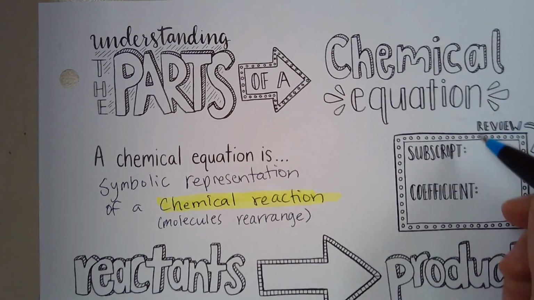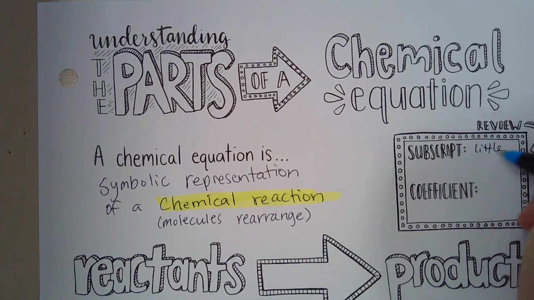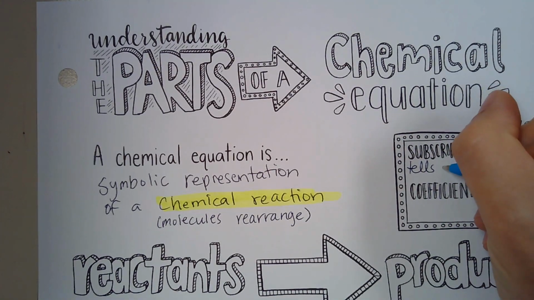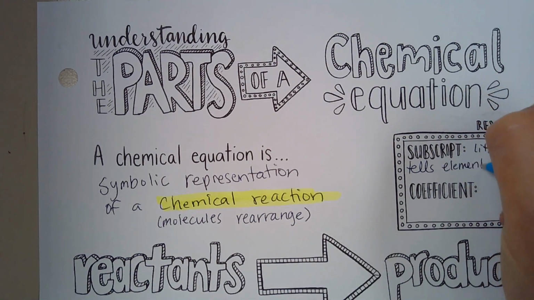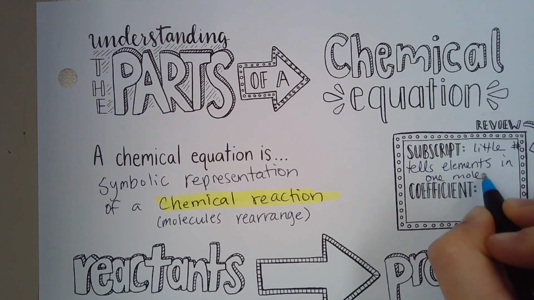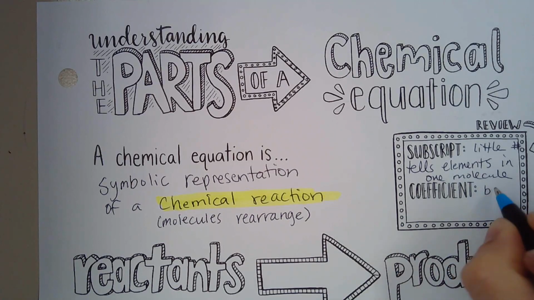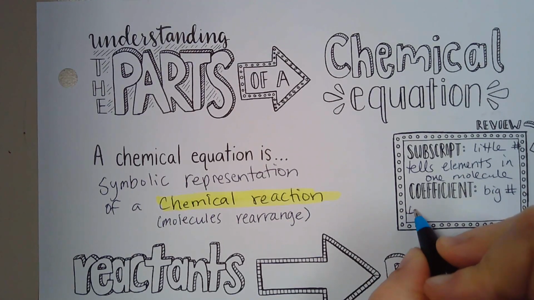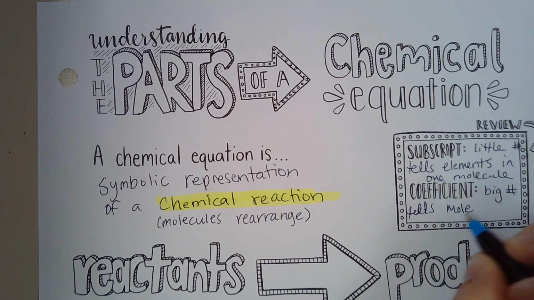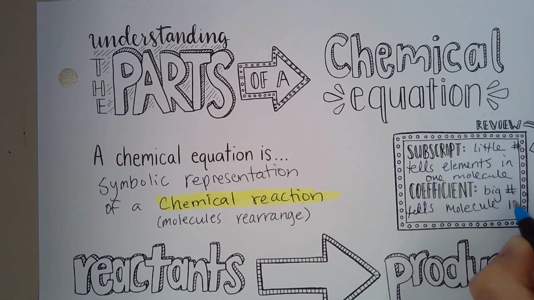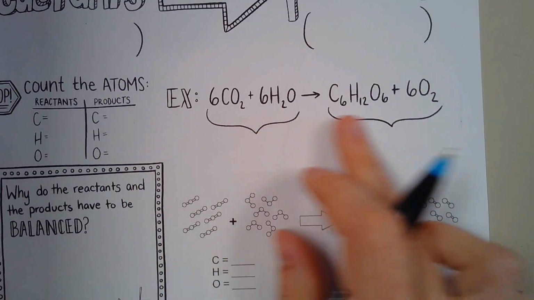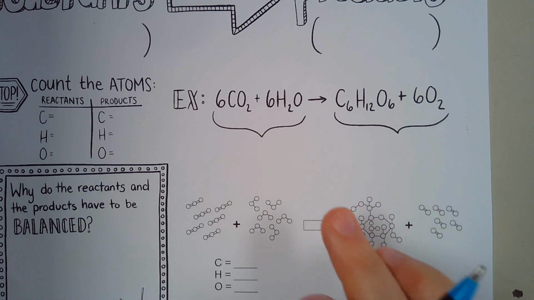So just remember, the subscript is that little number that tells how many elements there are in one molecule. The coefficient is the big number, and that tells the molecule number. Okay, so you've probably seen a chemical equation like this.